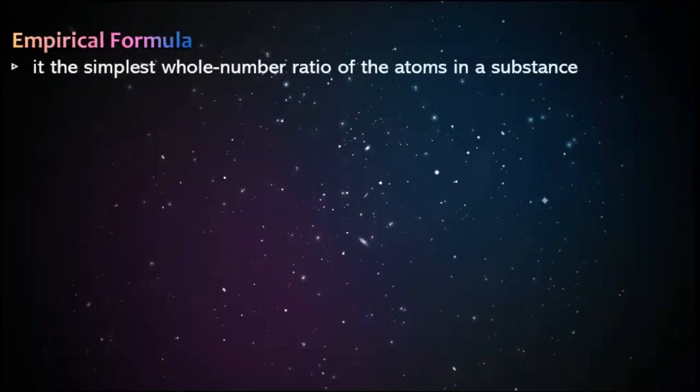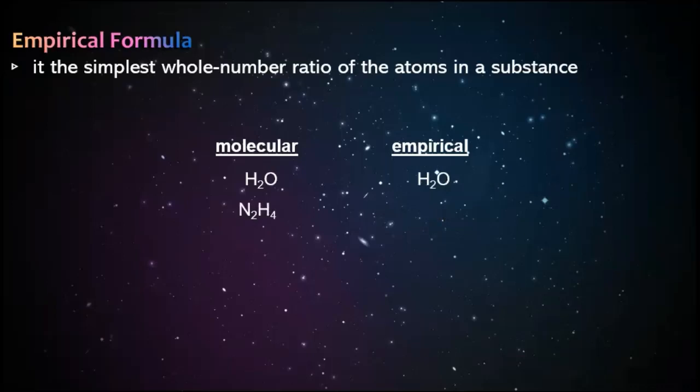For empirical formula, it is the simplest whole number ratio of the atoms in a substance. If we are asked to give the empirical formula, it is simply the reduced form of the molecular formula. We have here an example. H2O, the empirical is just the same because this is the simplest form. The second one, we have N2H4. The empirical is NH2, or the reduced form of this molecular formula.